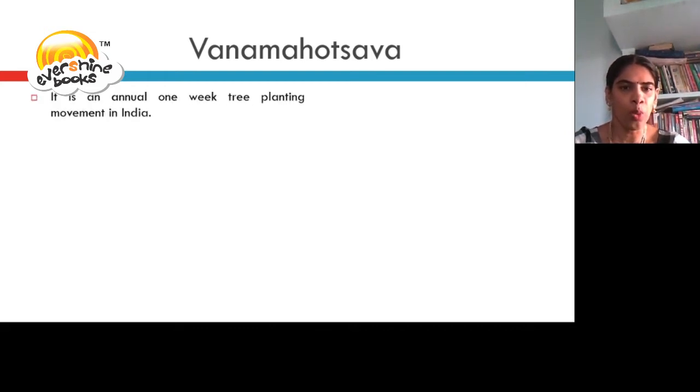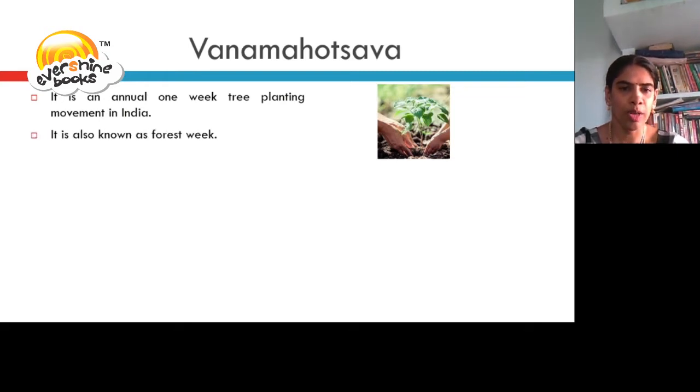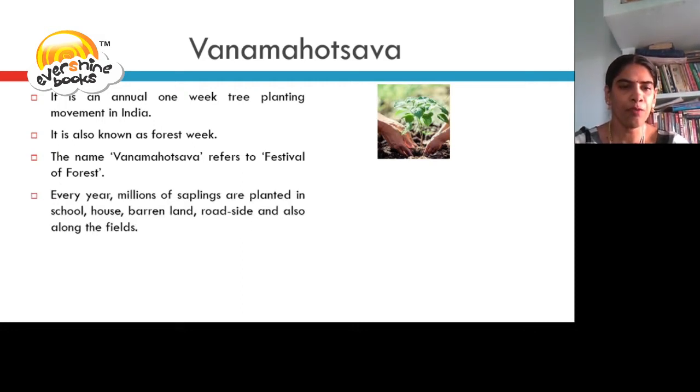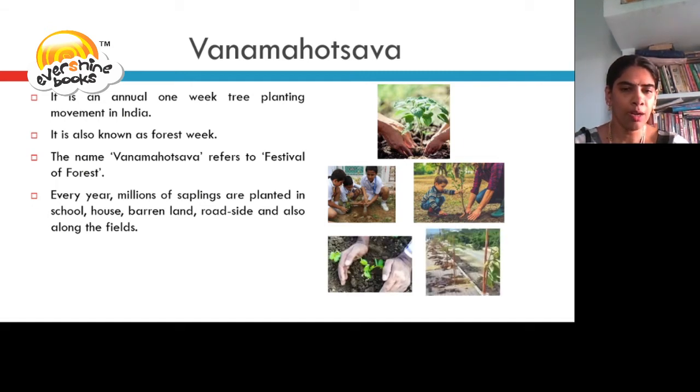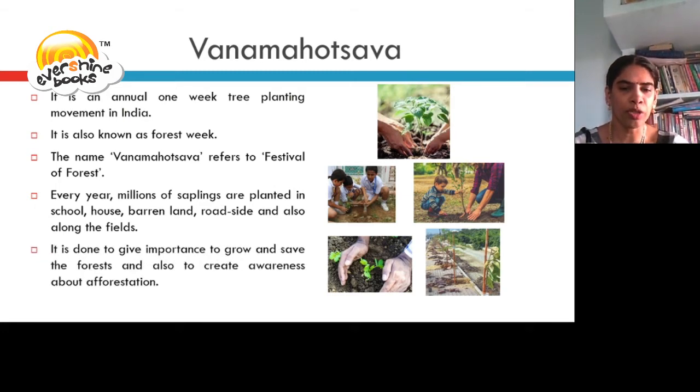It refers to an annual one-week tree planting movement which was started in India in 1950. It is also known as Forest Week. The name Vanamahotsava refers to Festival of Forest. Every year, millions of saplings are planted in schools, houses, barren land, roadsides, and also along the fields. It is done to give importance to growing and saving the forest and also to create awareness about afforestation among human beings.